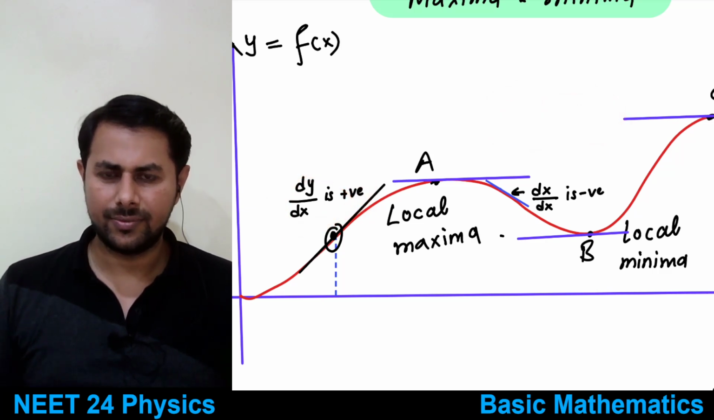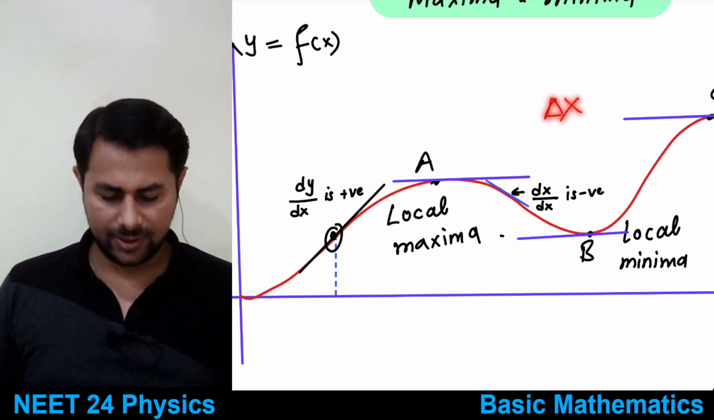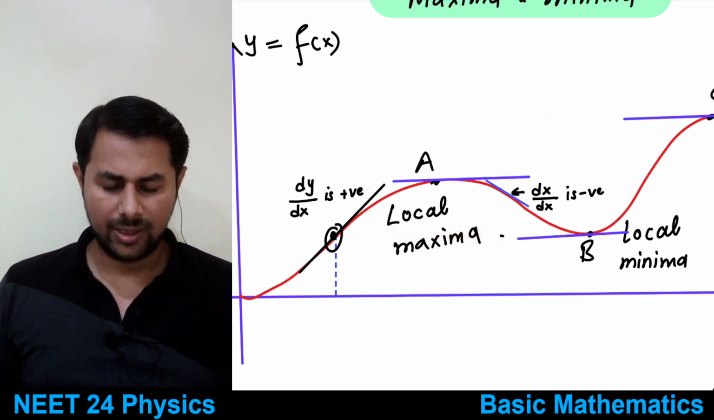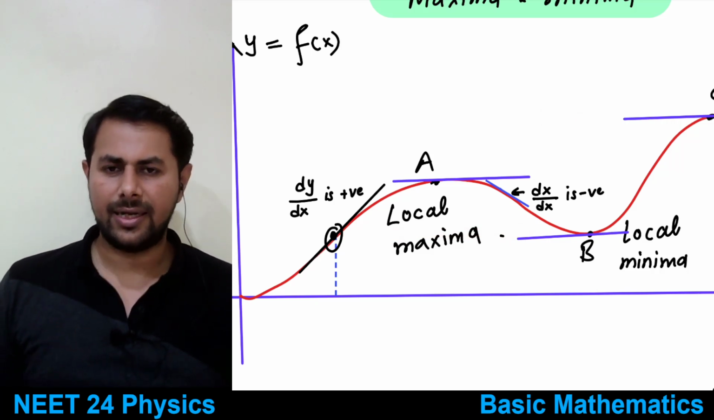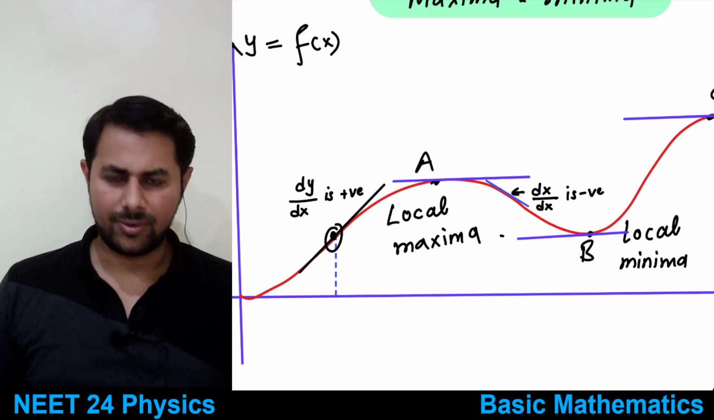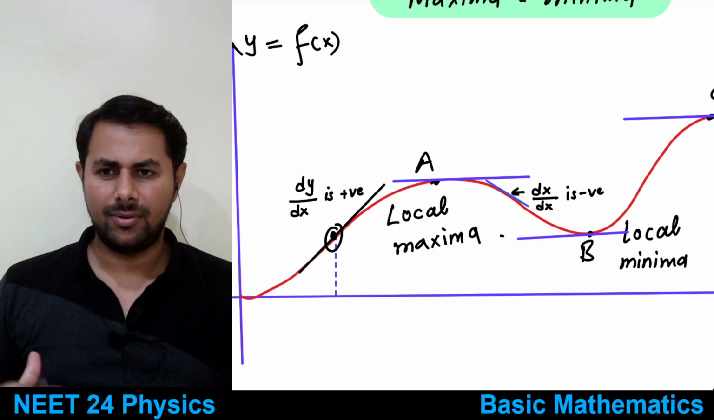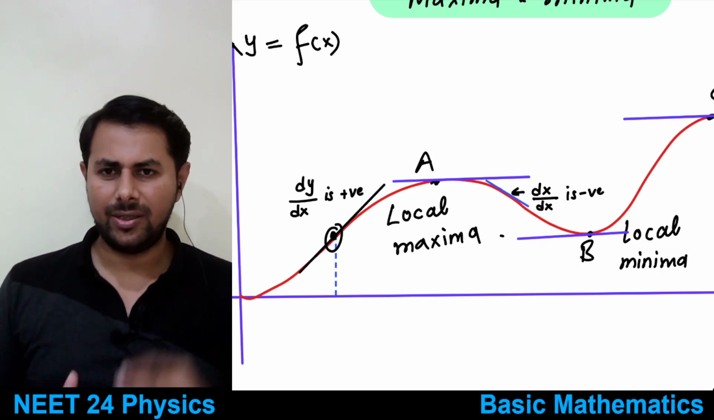Negative, right? So this difference is negative. If you take that difference, divide it by delta x, the change in x, and apply the limit as delta x tends to 0, that will be the second derivative. Are you getting this? That will be the second derivative.